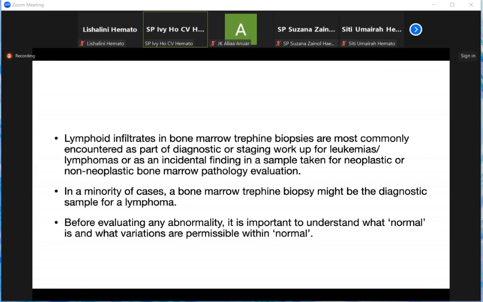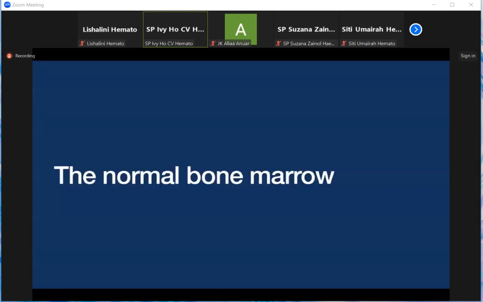Before evaluating what is abnormal, we need to understand what is normal in a Trephine biopsy, core biopsy, and what is permissible within normal. If you see something slightly abnormal, is it still acceptable as normal? These are the variations we need to know before we call it abnormal. Let's go through the normal bone marrow briefly.